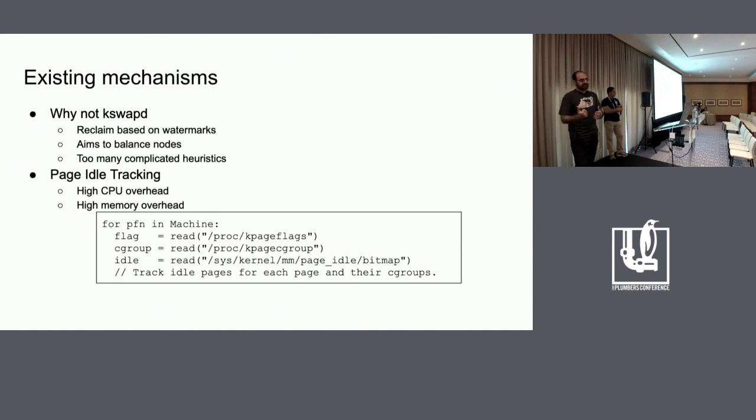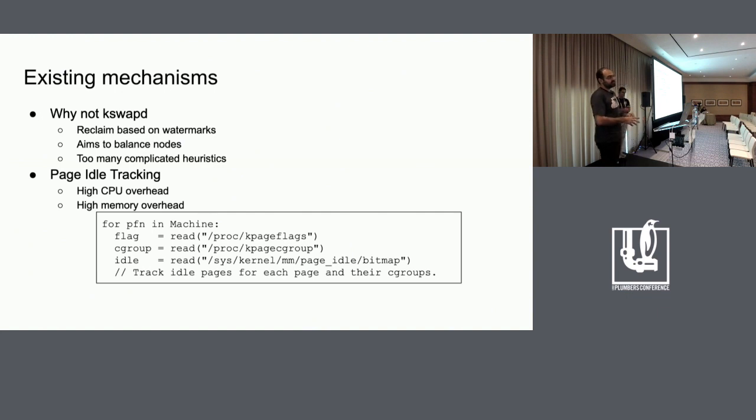And kswapd is based more on watermarks: if the free memory goes below some watermark, then start reclaiming and reclaim until you hit the higher watermark. Here, we don't really care about the watermarks. Even if the free memory is more than 50%, but you have a lot of idle memory there for a couple of minutes, just reclaim those.